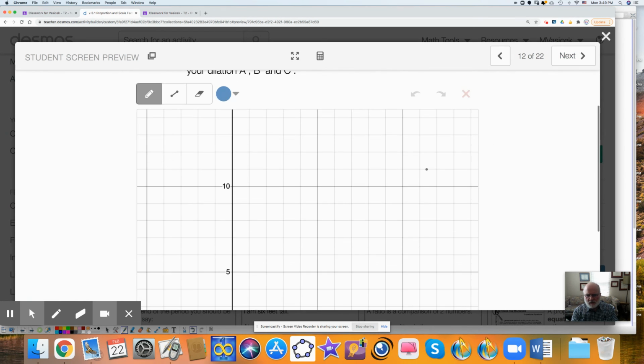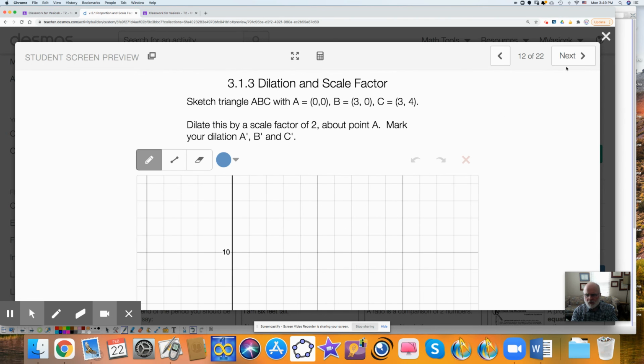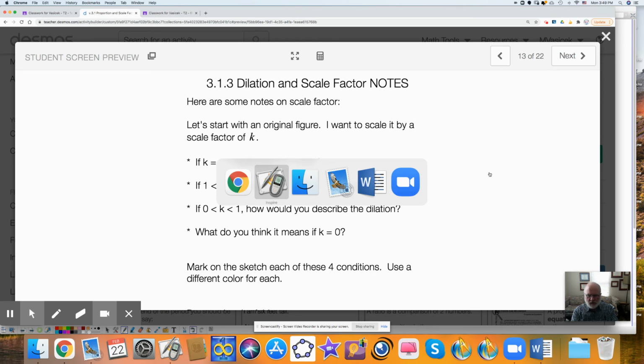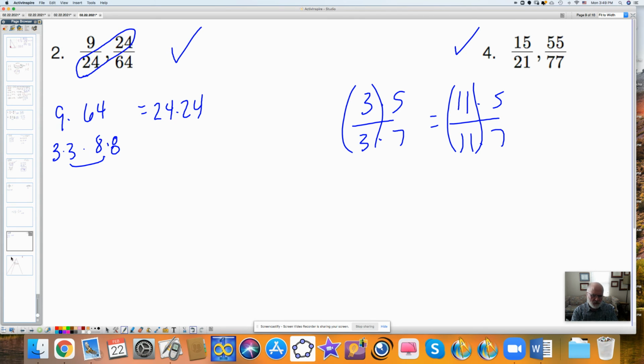You can try this, scaling this up with the scale factor. We may do it again tomorrow. Here are some notes on scale factors. Please pay attention to this.